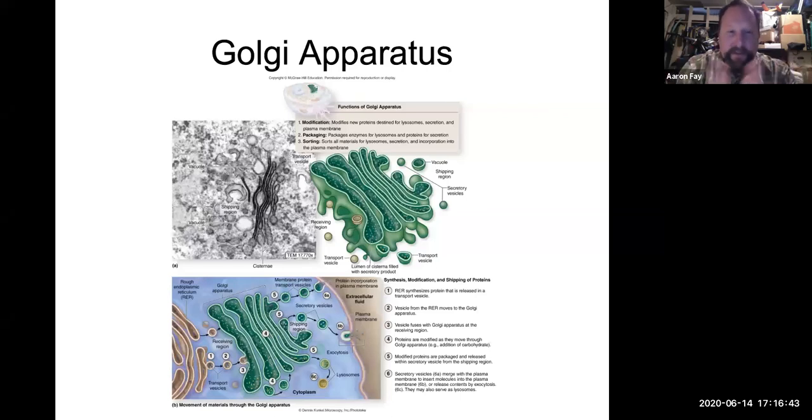Okay, so we left off talking about the Golgi apparatus. Material produced in the rough endoplasmic reticulum is sent to the cis face. There it will be modified and labeled as it passes through the Golgi. When it gets to the trans face, that material will be packaged up in a little vesicle and then sent to wherever it needs to go.